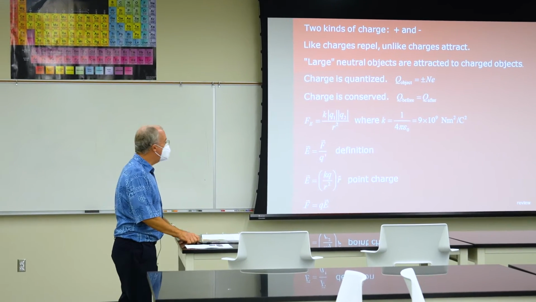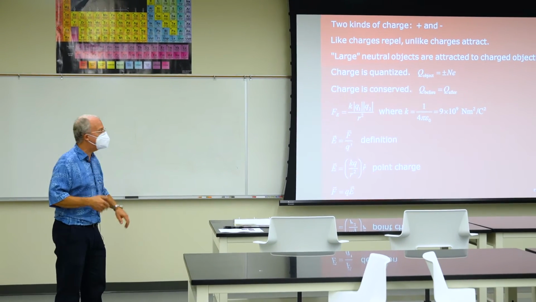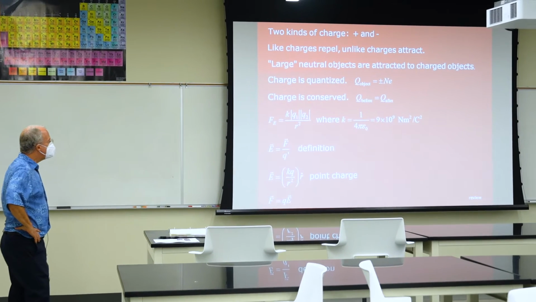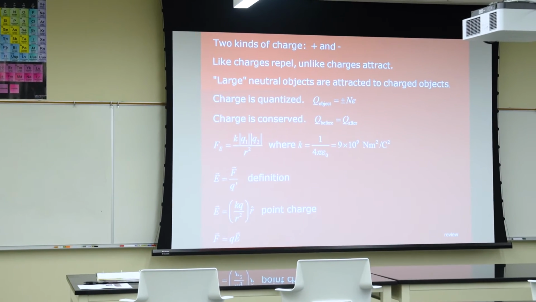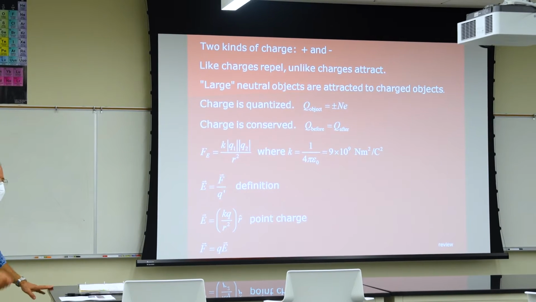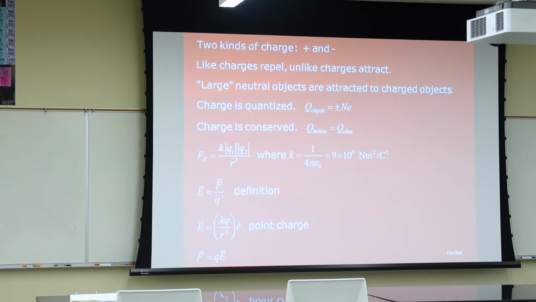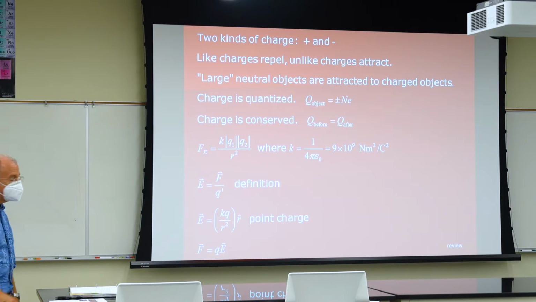Okay, let's do a little review. So there's two kinds of charge in electricity, plus and minus. Like charges repel, unlike charges attract. Large neutral objects are attracted to charged objects. Charge is quantized for any household or normal kind of thing. When you measure the charge, it's always going to be some integer times the charge of an electron. Charge is conserved. If you have a bunch of charge here, you do something to it, you're going to have the same amount of charge. I gave you some examples from particle physics.